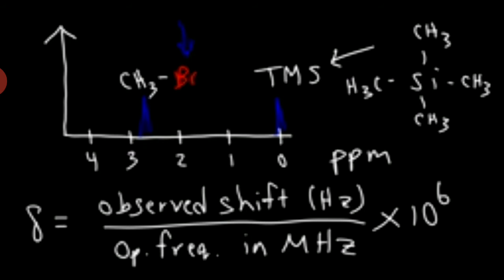On the left side you can see a signal of methyl bromide. The difference between the signal of TMS methyl protons and the CH3Br methyl protons is because of the presence of an electron withdrawing group. As we know, bromine is an electron withdrawing group, so it will be on the downfield side. So the left side is called the de-shielded field or downfield, and the right side towards 0 is called the upfield region or upfield zone.